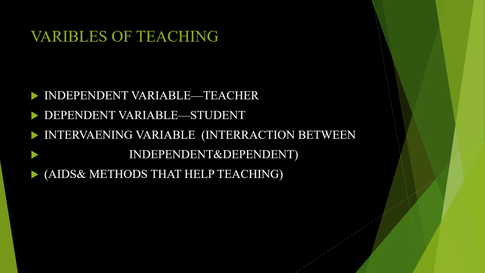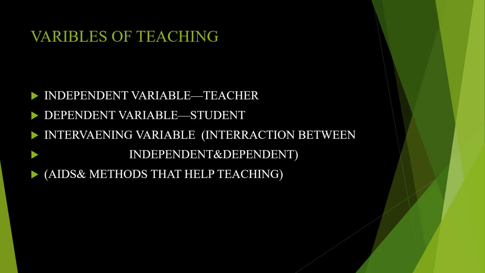The student is always depending on the teacher. So who is the dependent person? Student. And intervening variables means all the things that constitute this teaching, all the things that help the teaching, are called intervening variables. For example, the interaction between the independent and dependent variable. If teaching has to happen, there should be an interaction between teacher and student. If it is in a proper way, then only teaching and learning take place. So that also comes in intervening variable.